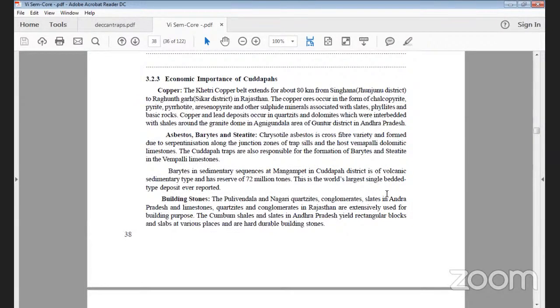The copper belt extends for about 80 kilometers from Singhana district in Rajasthan. The copper ore occurs in the form of chalcopyrite, pyrite, pyrrhotite, arsenopyrite, and other sulfide minerals associated with slates, phyllite, and basic rocks. Copper and lead deposits occur in the quartzite and dolomite, interbedded with shales around the granite. And the dome we can see nearby the Agnigundala area, which is located in Guntur district of Andhra Pradesh.